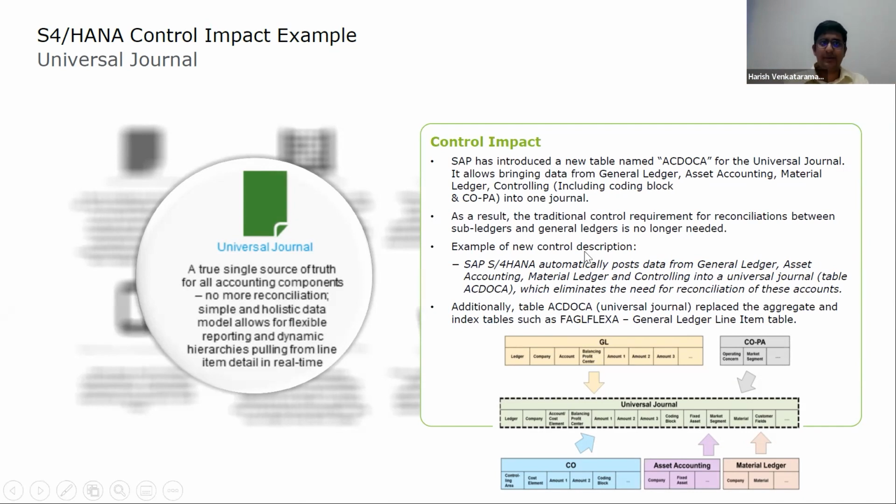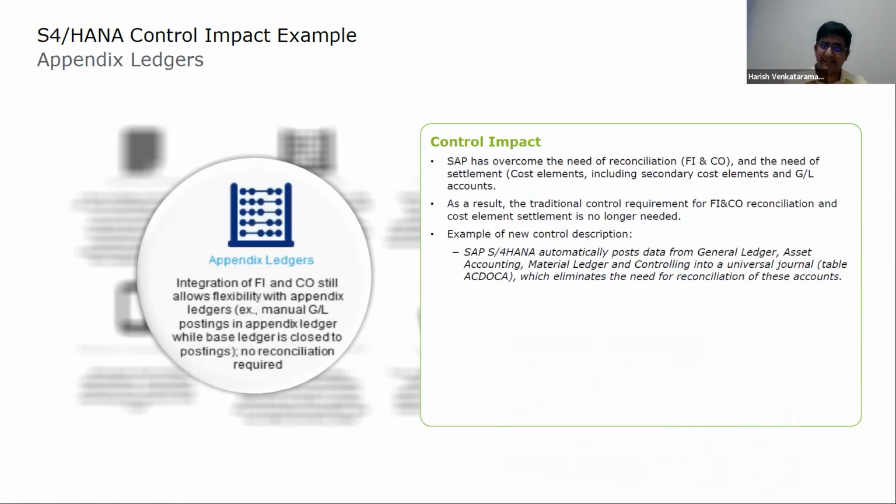And the next, again, expanding on this, is the expansion on appendix ledgers, wherein traditional FI and CO reconciliation is no longer needed because of the very close integration. So therefore, the older controls might not be applicable to the SAP S4 environment, and basically the RCM has to be updated in line with the process that we follow, and secondly with the technical capability of the application itself. If we have a redundant control that is no longer performed by the application, then that would not make any sense to our audit as well, right?